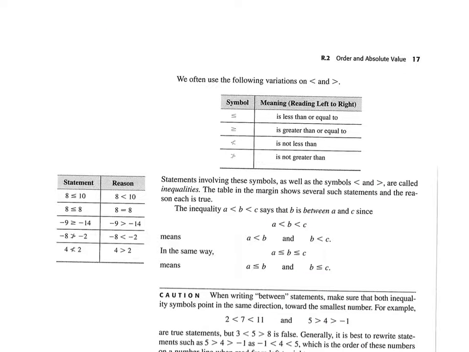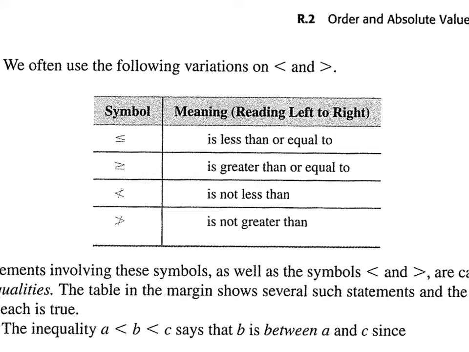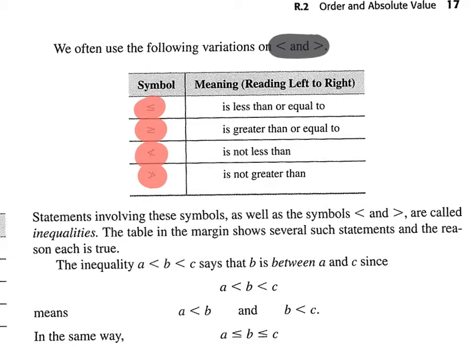So we get into the symbols. Obviously, the less than and greater than are ones we covered already. And then this is less than or equal to, greater than or equal to. The same symbols with the slash through is it's not less than and it's not greater than.